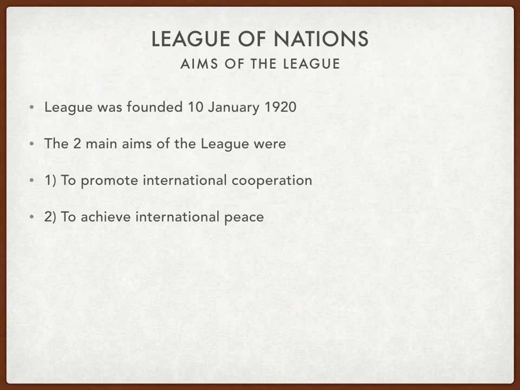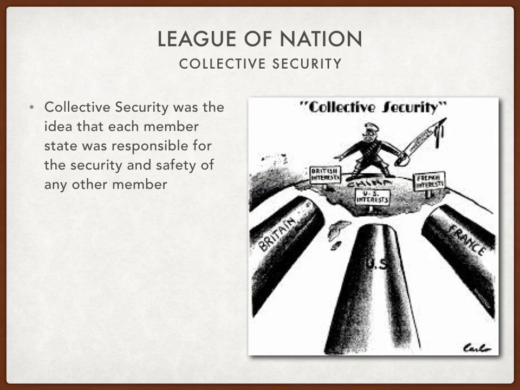With that in mind, the 2 main aims of the League of Nations were to promote international cooperation. Again, the world is becoming a more global place with the Industrial Revolution having taken place. So, to promote cooperation between countries from all over the world. And second, to achieve international peace so that war on the scale of World War I would never be seen again. They used the concept of collective security, which is the idea that each member of the League was responsible for the security and the safety of any of the other members of the League.